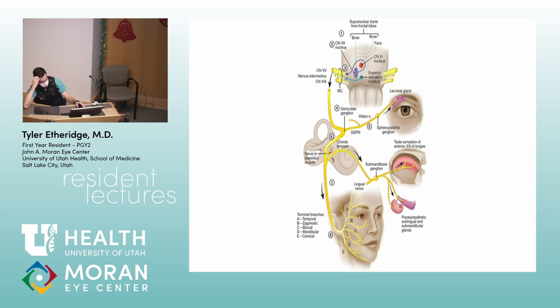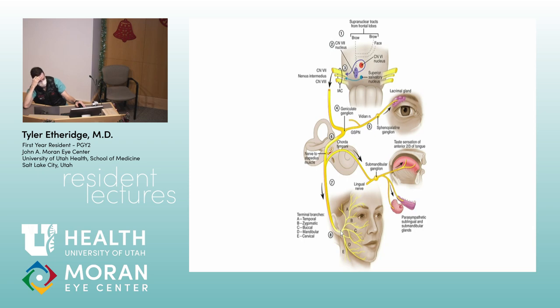If we go down to 7, this is where the distal chorda tympani, so that would be involvement of just isolated paralysis of the facial muscles. And then here down in 8, you can have a lesion as the facial nerve exits the stylomastoid foramen.